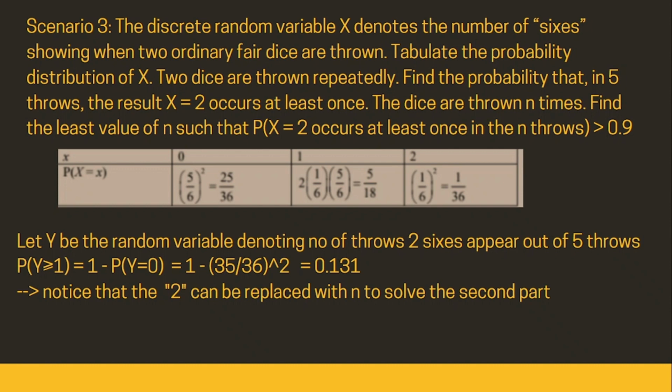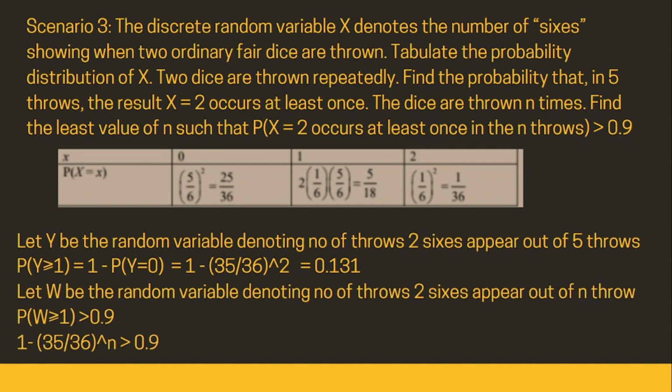Notice that when we want to do the second part, the dice is thrown n times. What actually happens is that we can replace our 35 over 36 power 5 with power n to resolve the second part. So we let W be the random variable denoting the number of throws where 2 sixes appear out of n throws. Likewise, we want to find the probability P(W ≥ 1) to be greater than 0.9. So I will express P(W ≥ 1) as 1 minus (35/36) to the power n.